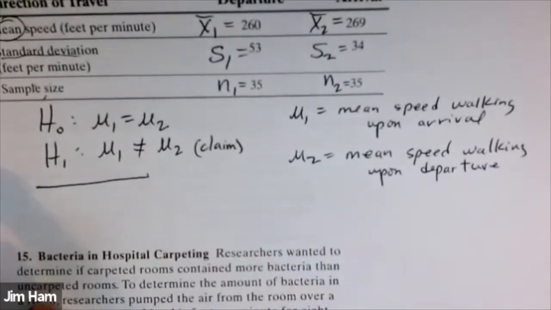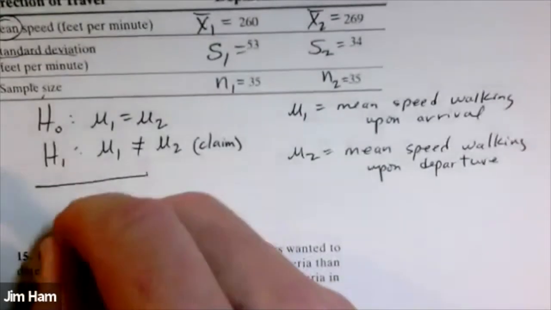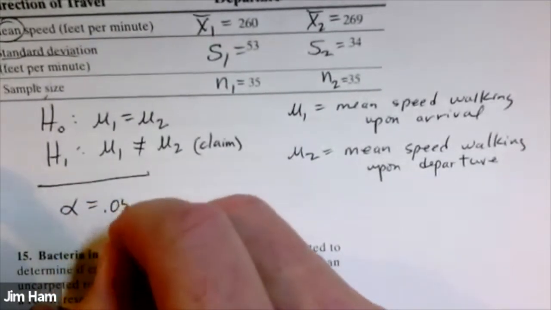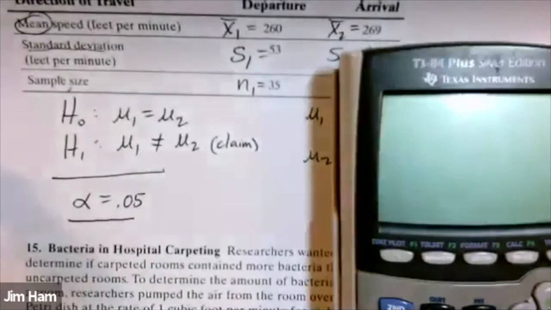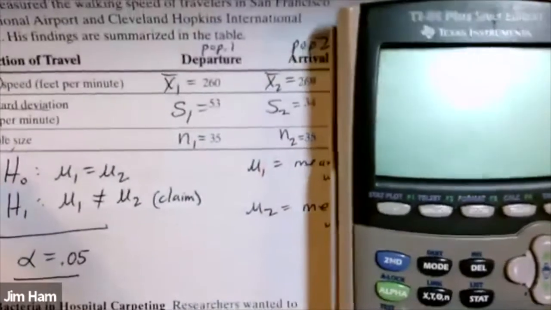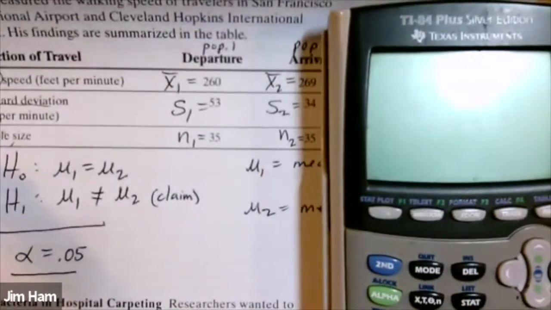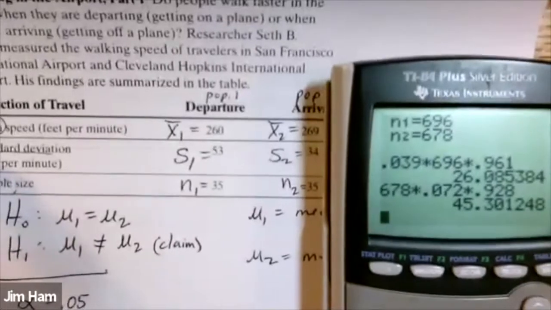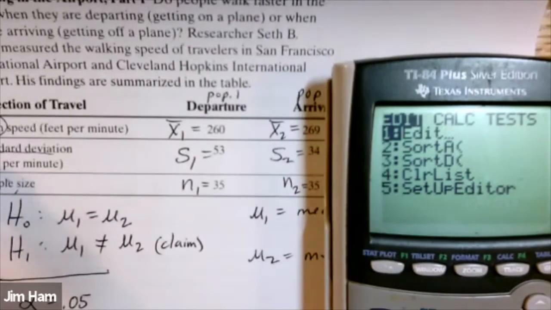The level of significance, I don't see it anywhere in the problem, so I'm going to specify alpha to be 0.05. And now I'm going to enter the summary statistics into the calculator function and run the test, find the test statistic and the p-value.